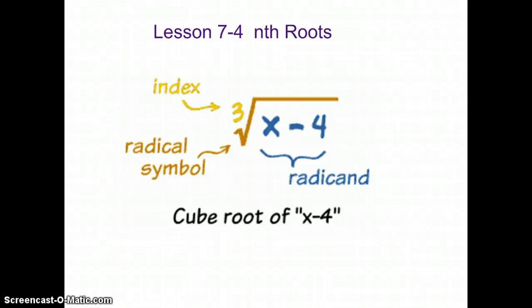Lesson 4 is about nth roots. So far we've mostly just dealt with square roots, but in this section we're going to be dealing with cube roots, fourth roots, fifth roots, sixth roots, and so forth. Some of those higher level roots.